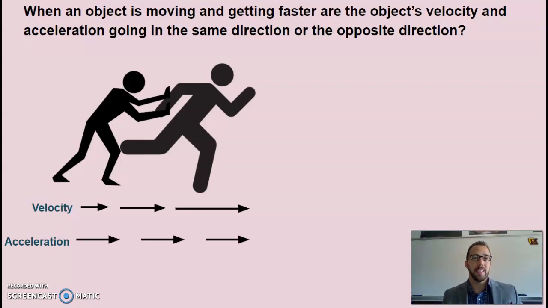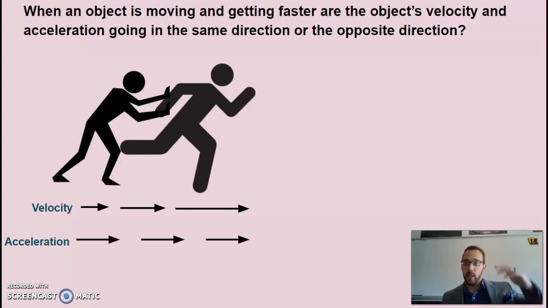Conversely, if an object is getting faster and faster, we know that it has to be pushed in the same direction, making the acceleration and velocity both go in the same direction. In the picture on the screen, if somebody's running to the right and you want to make them go faster, you have to push them to the right, putting the acceleration and velocity in the same direction.